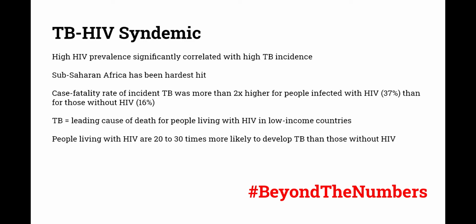People living with HIV are 20 to 30 times more likely to develop tuberculosis than those without HIV. So this is the syndemic, okay? You can see that these two diseases really play off of each other and magnify the risk much more than the diseases separately. And again, it's thought that mining is a key contributor to this.